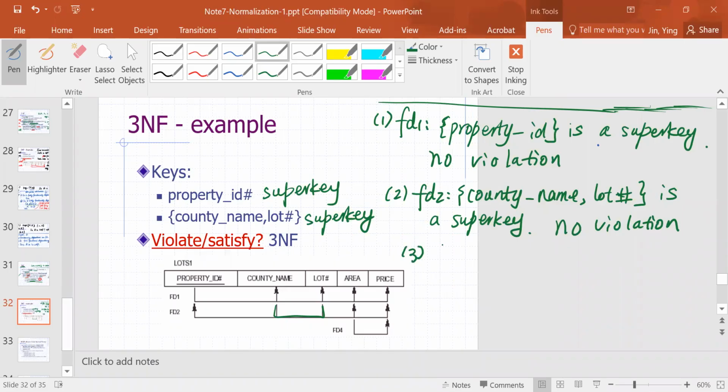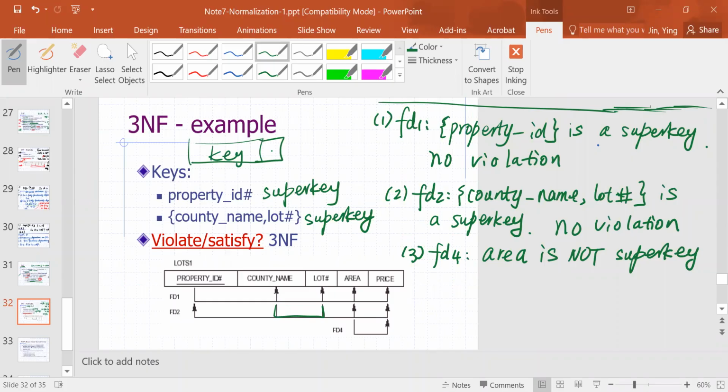Number 3. So let's see the last one. And the left-hand side, is this a super key or not? This is not a super key. When we want to see whether something is a super key or not, it must contain the key, right? I remember I just erased that. It must be a key and something else, and this something else can be nothing. This one doesn't have any component of the given key, so that's why this is not a super key.